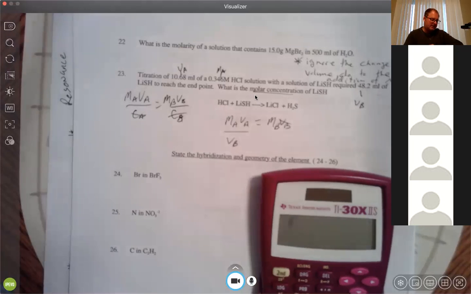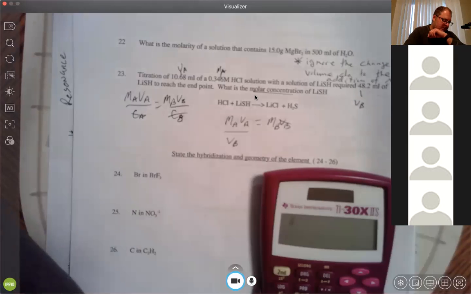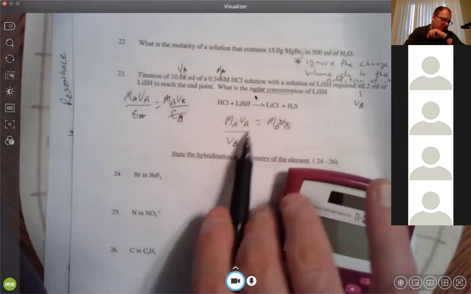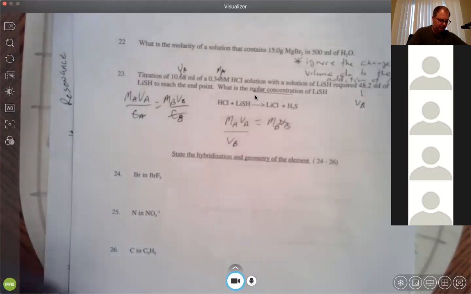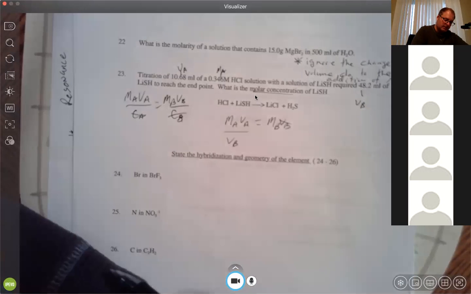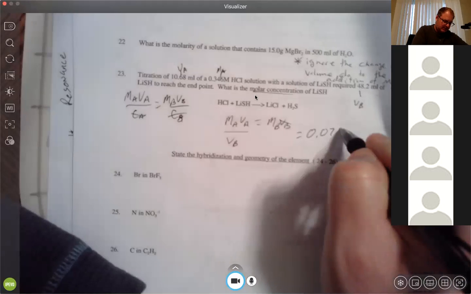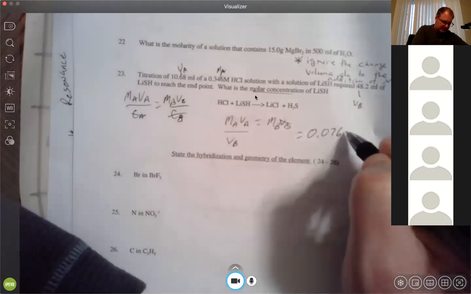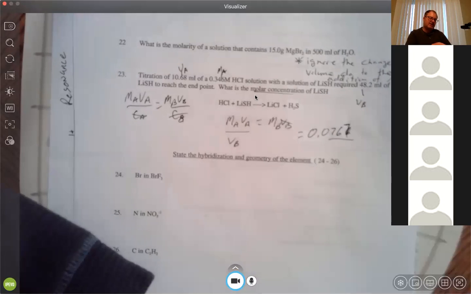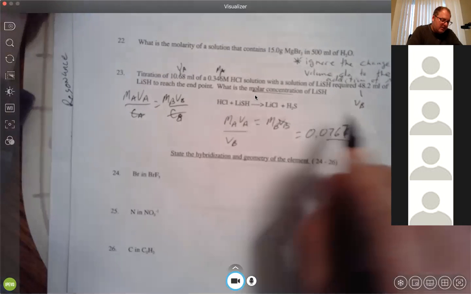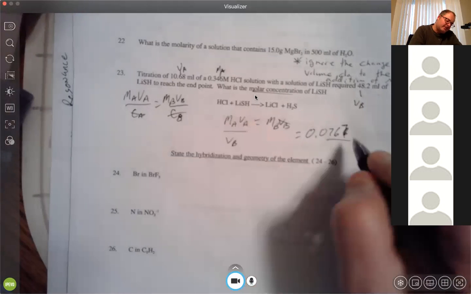So let's see, 0.346 times 10.68 divided by 48.2. The answer is about 0.07666. So there we go, 0.0766, 3 significant digits, so 0.0767. And the unit for that, milliliters would cancel out, and we would get molarity left over.